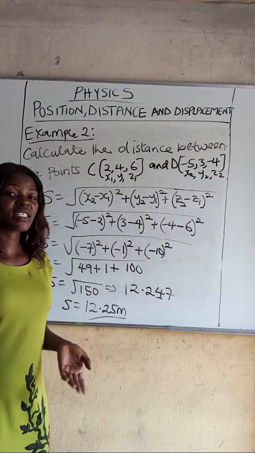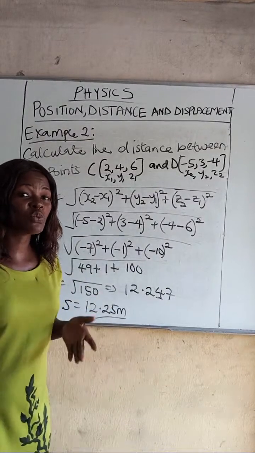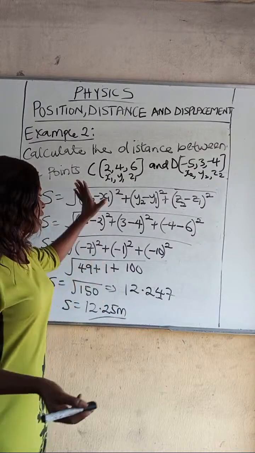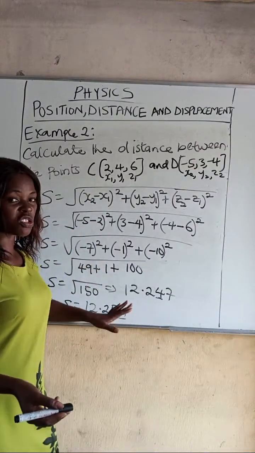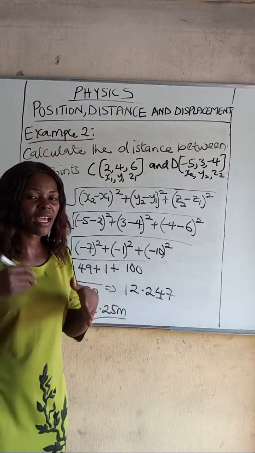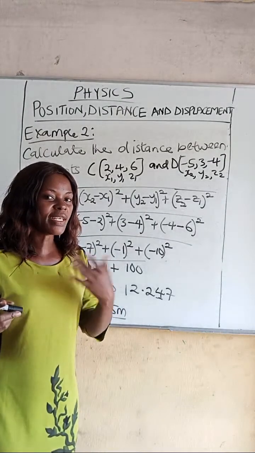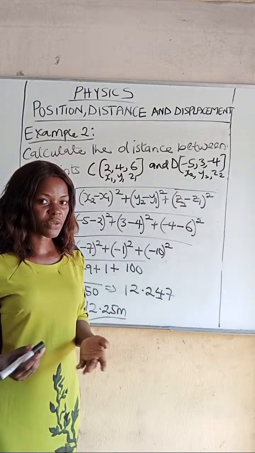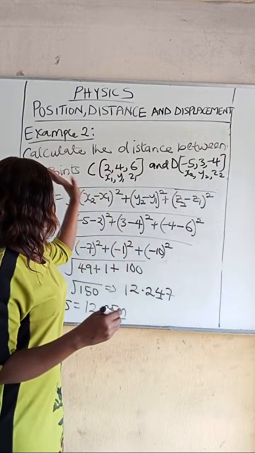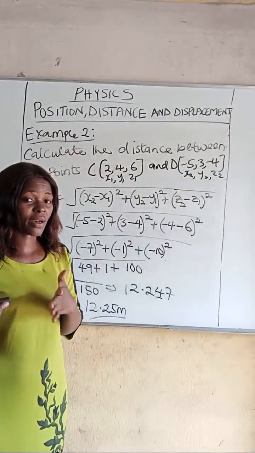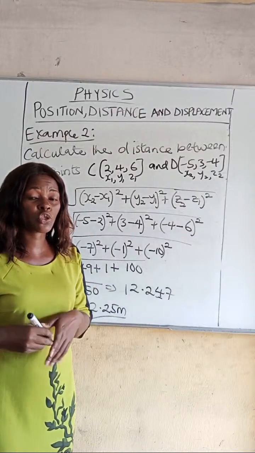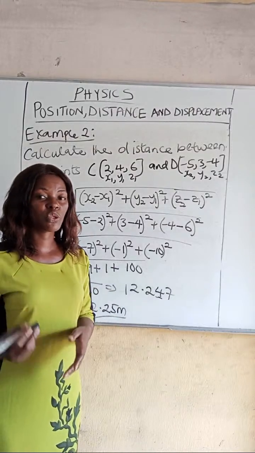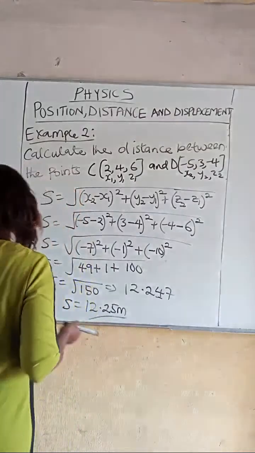And don't forget that this distance is a scalar quantity. A scalar quantity in the sense that it has only magnitude with no direction. We can find the magnitude, which is this distance we just calculated, but we cannot specify whether it's going north or east or south. I hope you understand. So I'm going to give you another example or another classwork for you to see if you're able to solve the distance between 2 points.